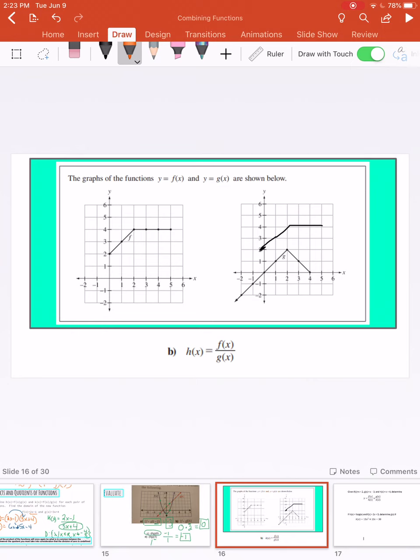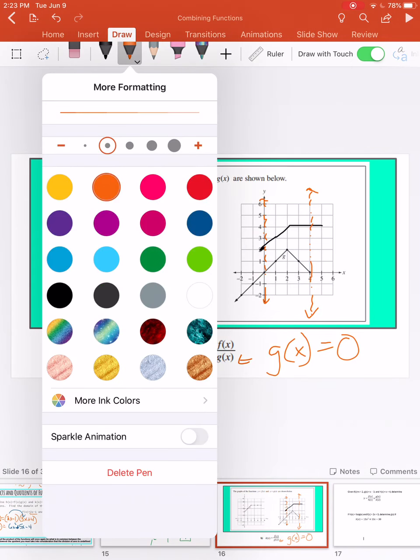So let's start at 0. The f function's at 3. The g function is at 0. 3 divided by 0 is an asymptote. You can't divide by 0. So we actually have an asymptote whenever g equals 0. So whenever my g function equals 0, there's going to be an asymptote on my graph. So I know on this graph there's going to be 2 asymptotes here. So there they are. Those are supposed to be dashed lines. They don't really look like them.